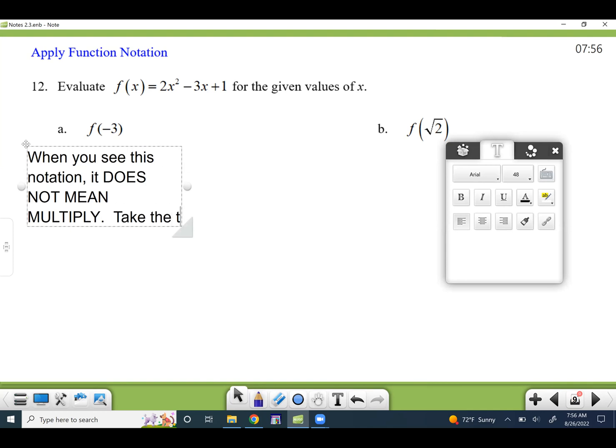Take the value inside the parentheses and plug it in.